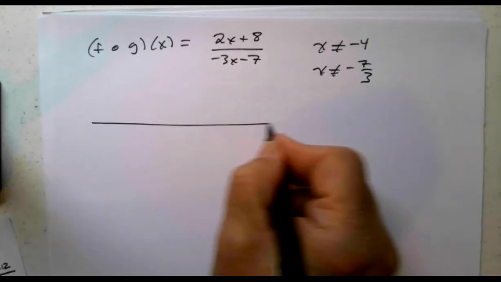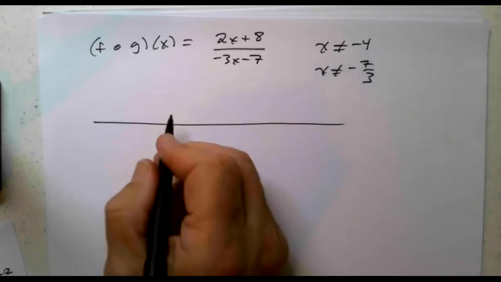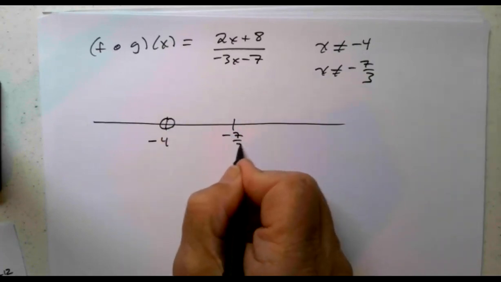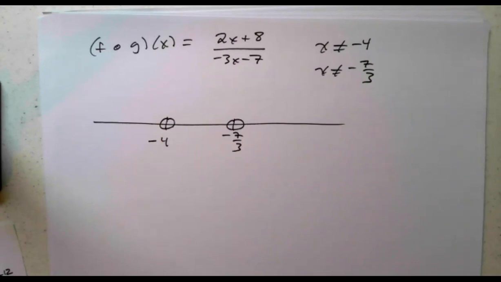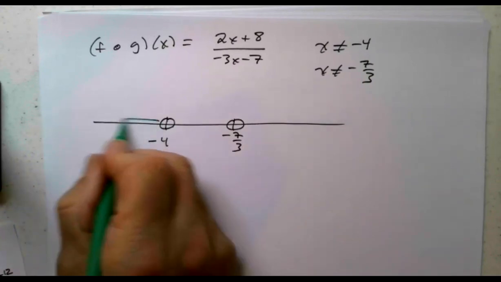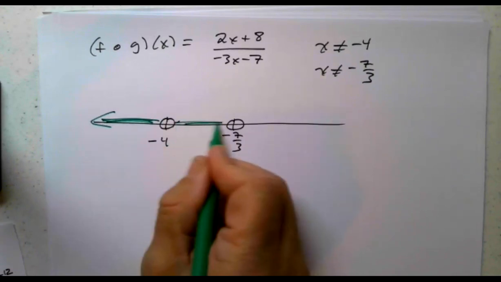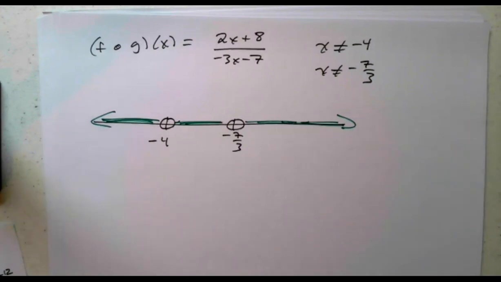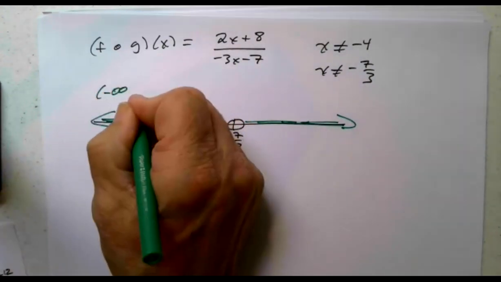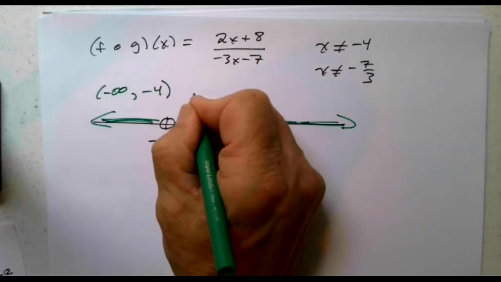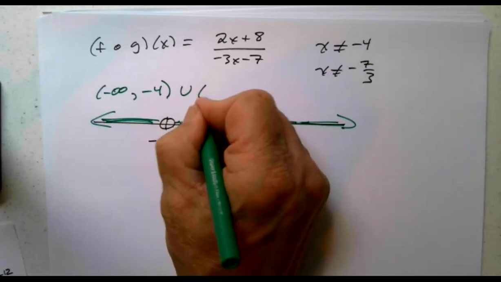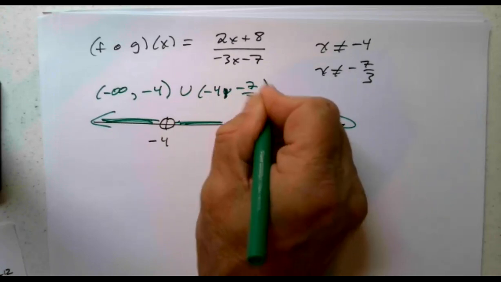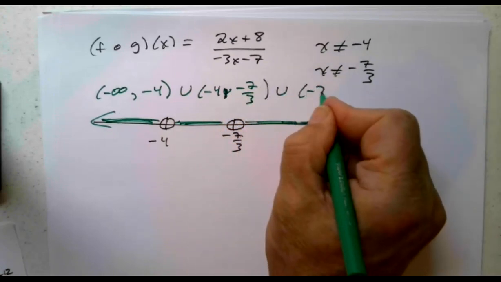So if I lay out my number line here, negative 4 is negative 12/3, so that comes first. Negative 4 is removed. Negative 7/3 is removed. So if I want to express my domain, it looks like that. So in interval notation, negative infinity to negative 4 round bracket, union negative 4 comma negative 7/3, union negative 7/3 to infinity.